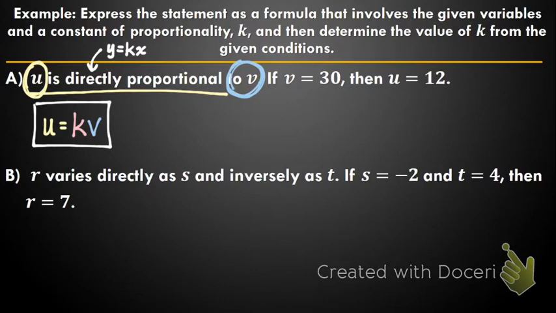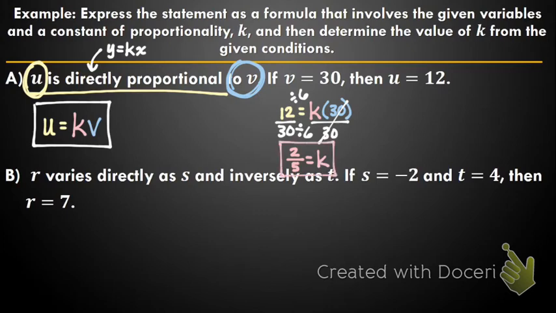v equals 30 and u equals 12. So I'm going to substitute 12 in the place of u. And I'm going to substitute 30 in the place of v. And then I'm going to get k by itself. What do I need to do to get k by itself? Divide both sides by 30. Is that going to reduce 12 over 30? Yep. Divide both of them by 6, and I get 2/5. So that would be the second answer that I'd be looking for on the homework.